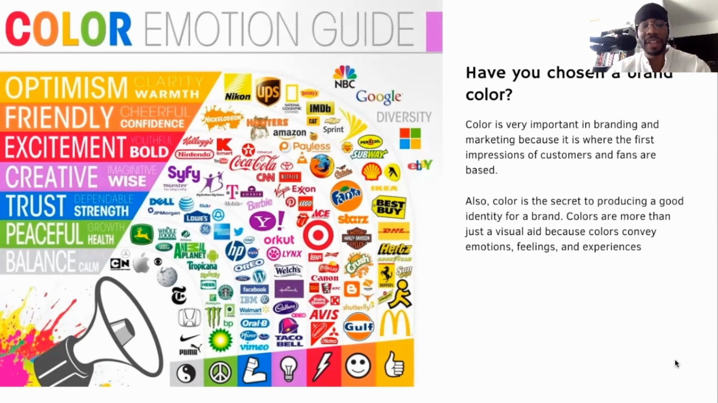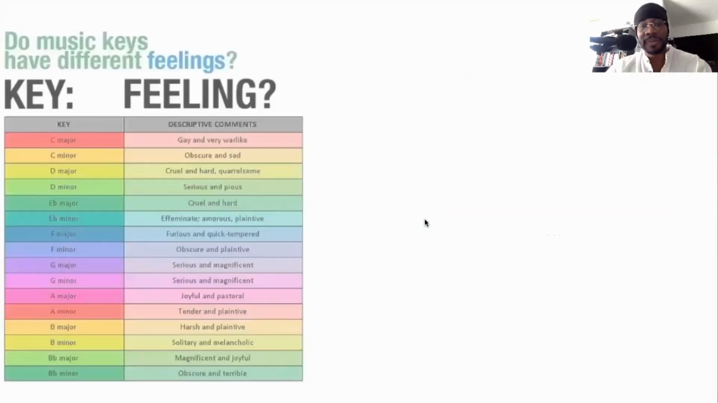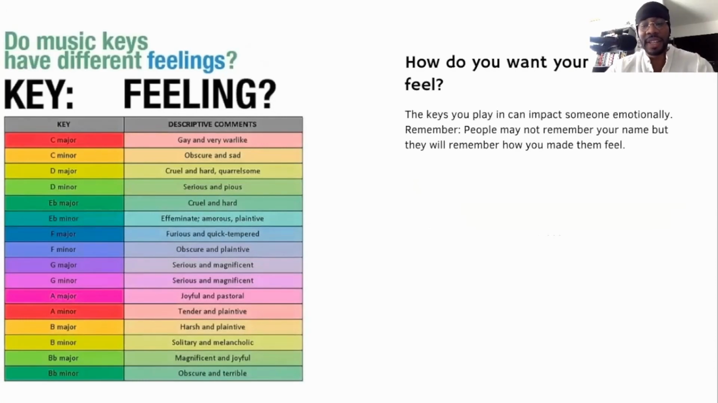So think about what kind of color. Each color emotes a specific type of emotion. So come up with a brand archetype. See if you can come up with a color emotion to fit your brand archetype and share the type of emotion that you want.